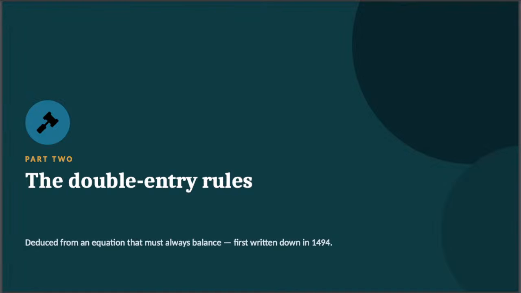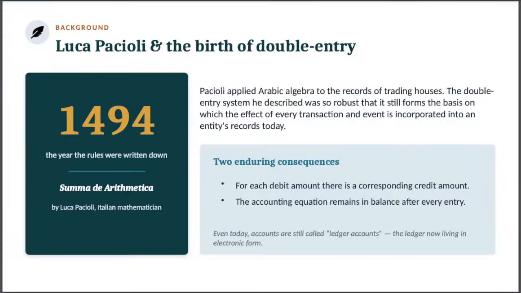So we have double entry rules here, deduced from an equation that must always balance, and was first written down in 1494. I did a nice presentation on Luca Pacioli, and it should be in this playlist here. But that was the birth of double entry bookkeeping. Pacioli applied Arabic algebra to the records of trading houses. When we say trading houses, these were the merchants of Venice.